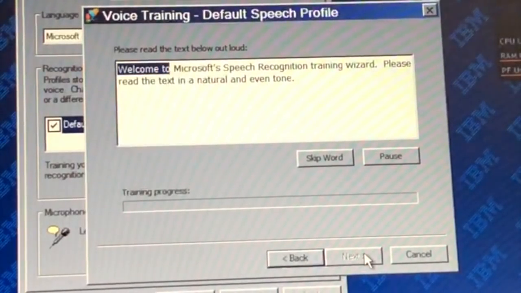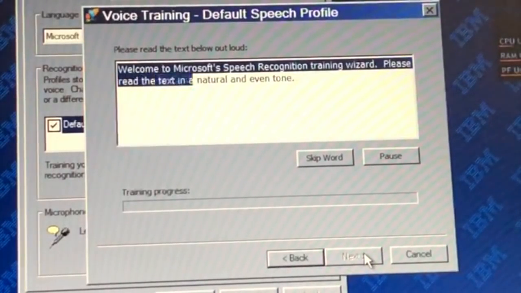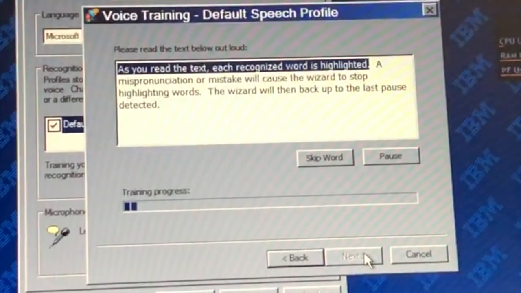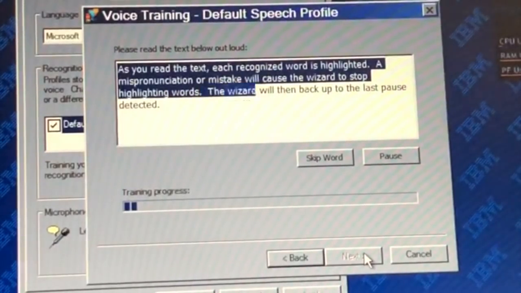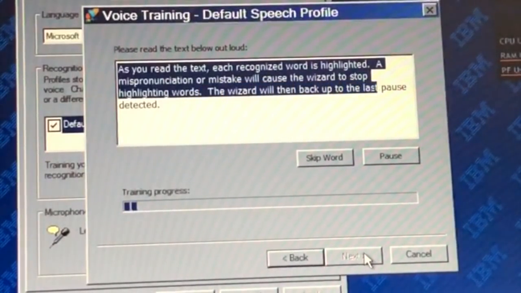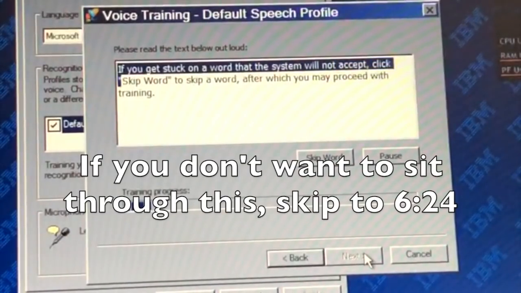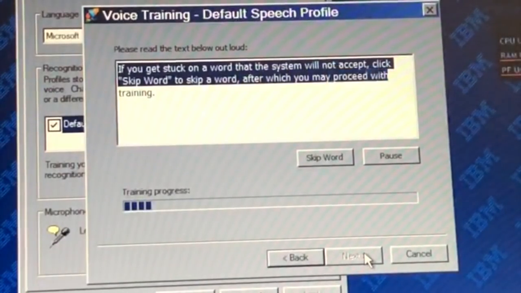Welcome to Microsoft Speech Recognition Training Wizard. Please read the text in a natural and even tone. As you read the text, each recognized word is highlighted. A mispronunciation or mistake will cause the wizard to stop highlighting words. The wizard will then back up to the last pause detected. If you get stuck on a word that the system will not accept, click Skip Word to skip a word, after which you may proceed with training.